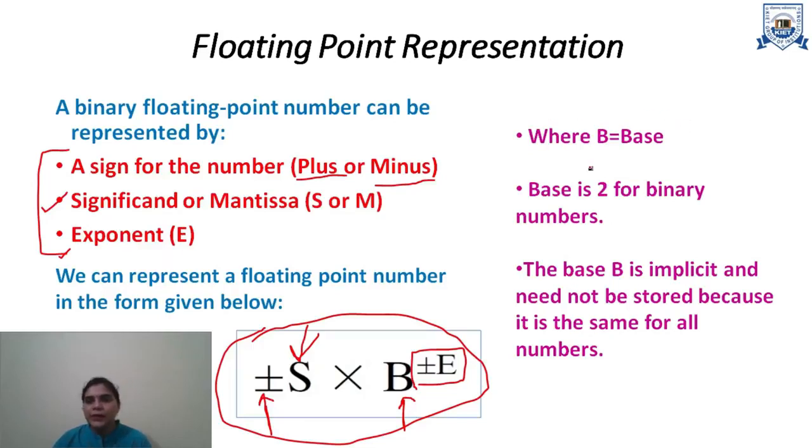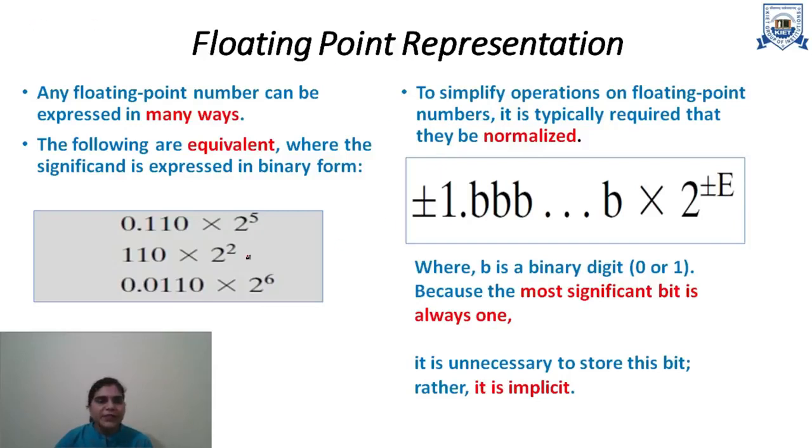Here binary number system, the base is always 2. So we do not need to store base to represent floating point number because base is implicit and it is same for all the binary numbers, and this base is 2. Floating point number representation. In this, any floating point number can be expressed in many ways.